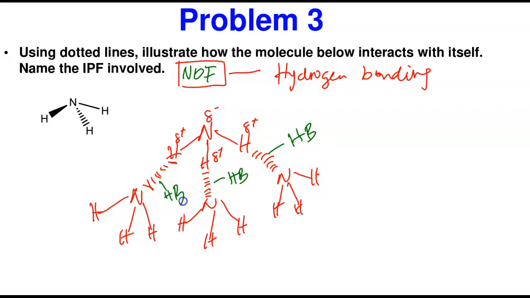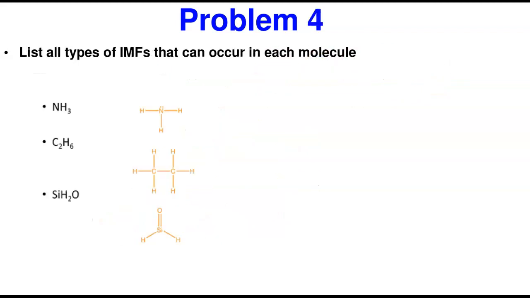Again, remember that we represent the intermolecular forces with just the dotted line. And like I said earlier, this type of bonding is called hydrogen bonding. Let's go to the next problem.